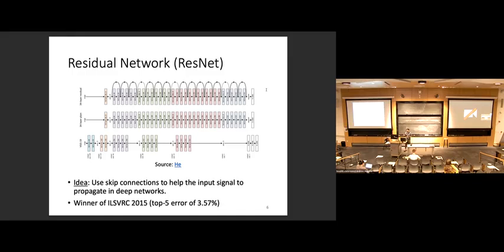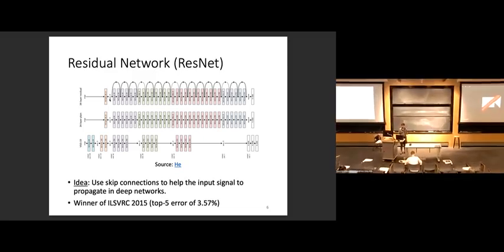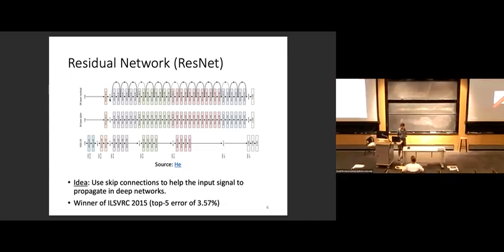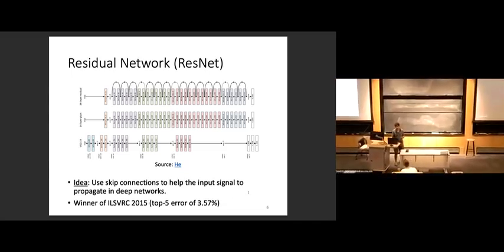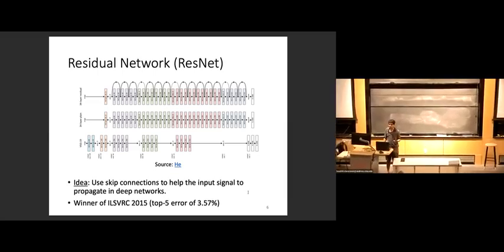In 2015, there were major improvements to this. You essentially add residual connections. That means from one layer, you add its input to the output of that layer. And thus you allow for easier gradient propagation. And note in this case, the top 5 error ended up being 3%, which is a huge improvement.